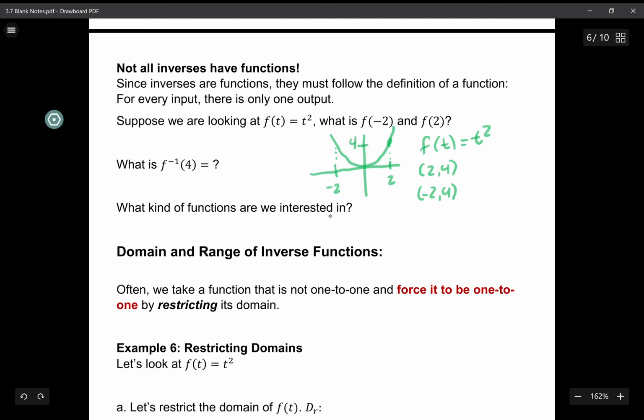So if we flip these, what do we take 4 to? Do we take it to 2 or do we take it to negative 2? And that's a problem, right? So this function does not have an inverse.